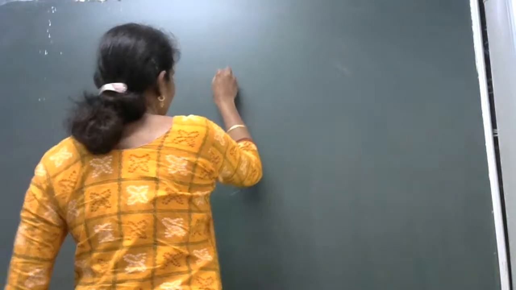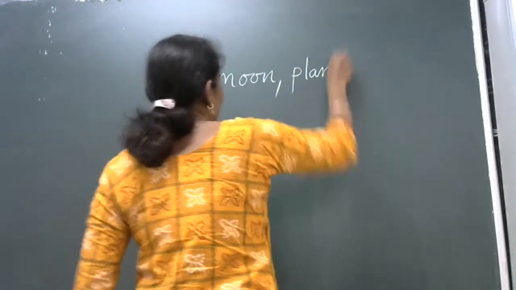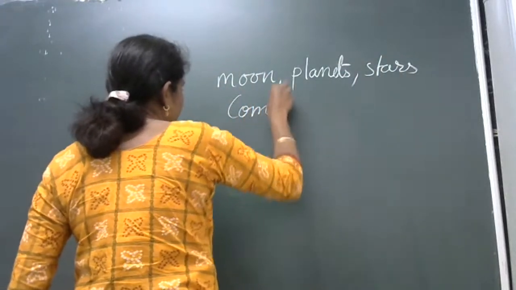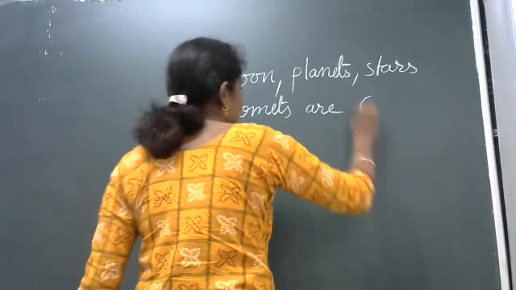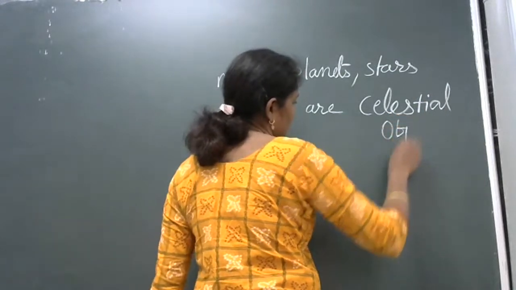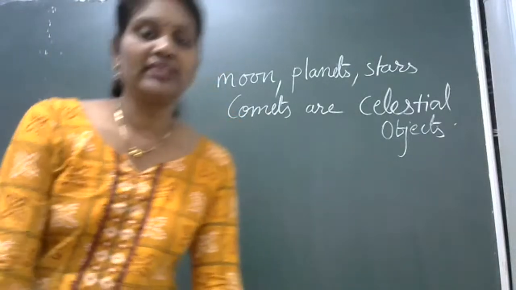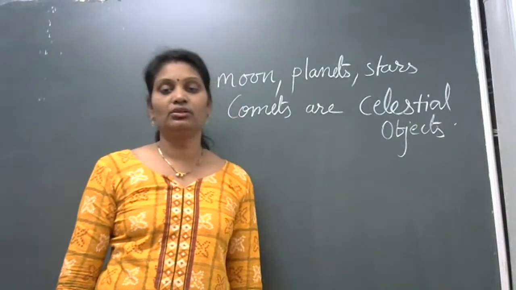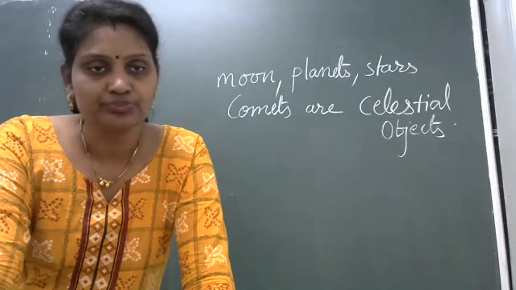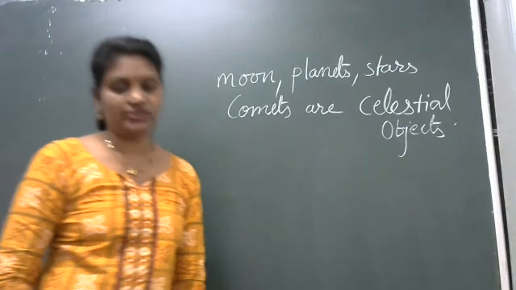So moon, planets, stars, comets are called celestial objects. They are called celestial objects. Understood, students? What are they called? They are called celestial objects. Understood?